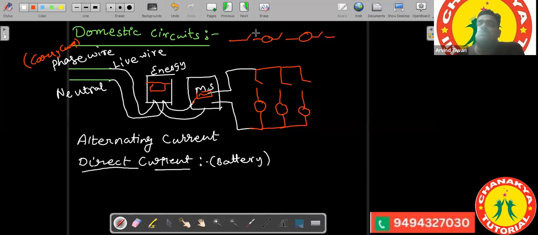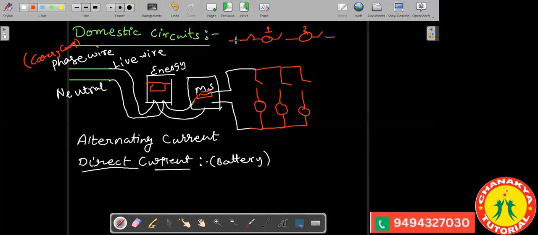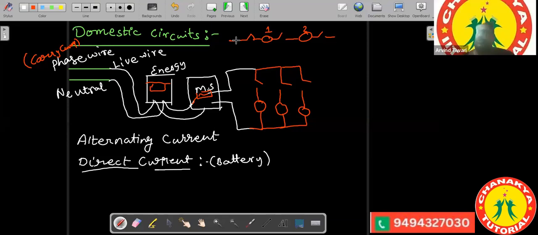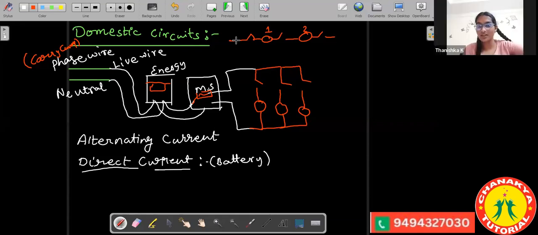Suppose I want to run device one, so I put this switch on. Will this run or not? Even the second one will be switched off in series. Will this device one run or not? It won't run, because the circuit isn't complete.